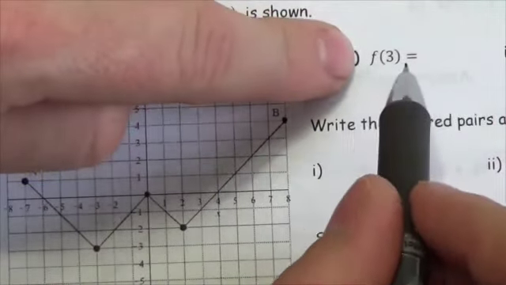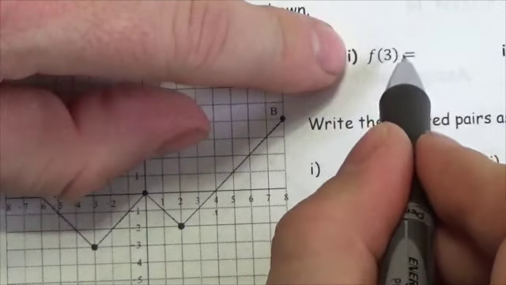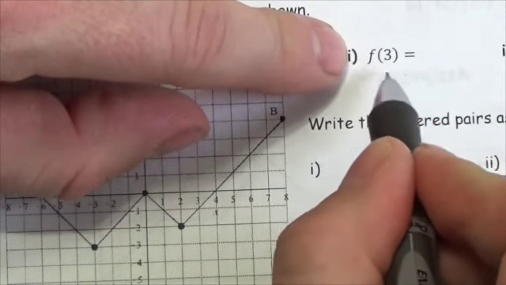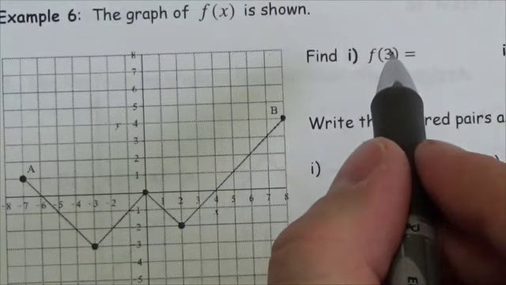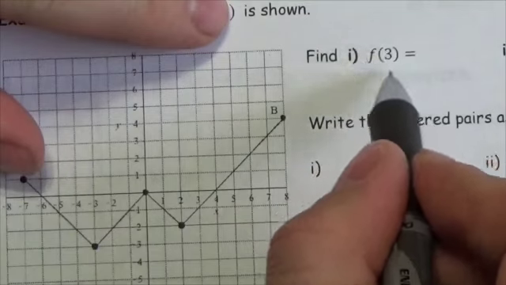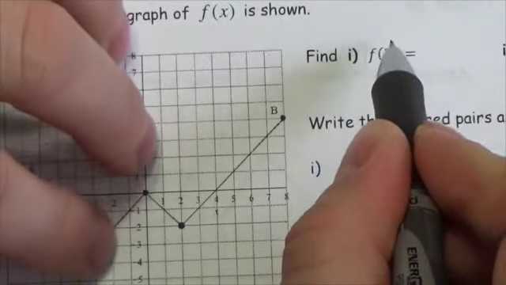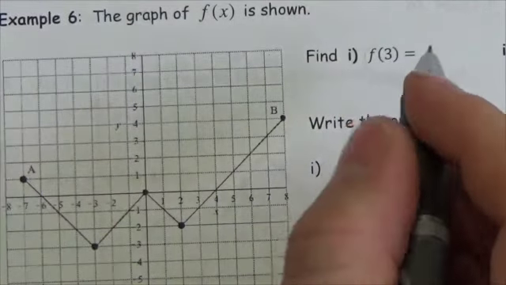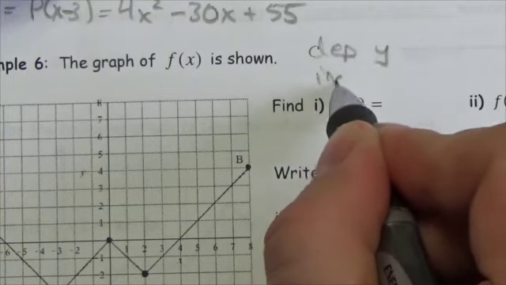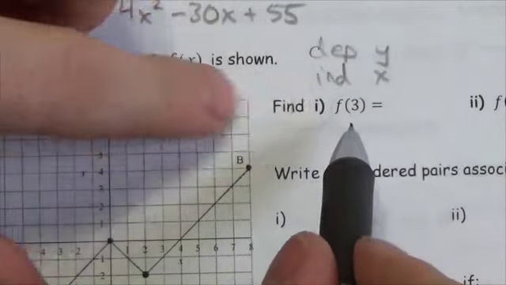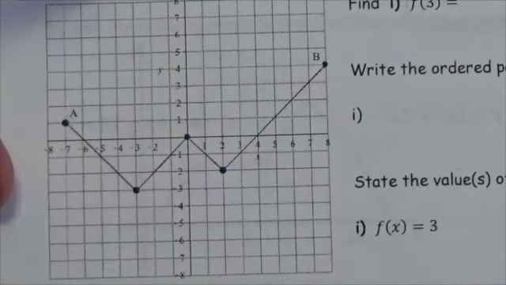Now, f of 3. So I want to know what the function is when the independent variable is 3. But remember that this whole thing together, and it's so hard to remember this, I know, but you've got to spend some time and commit this to memory here. This is the dependent variable. And when we're talking about a graph, the dependent variable is y. Remember that the dependent is y, the independent is x. So what I'm asking for here is what is y when x is equal to 3?